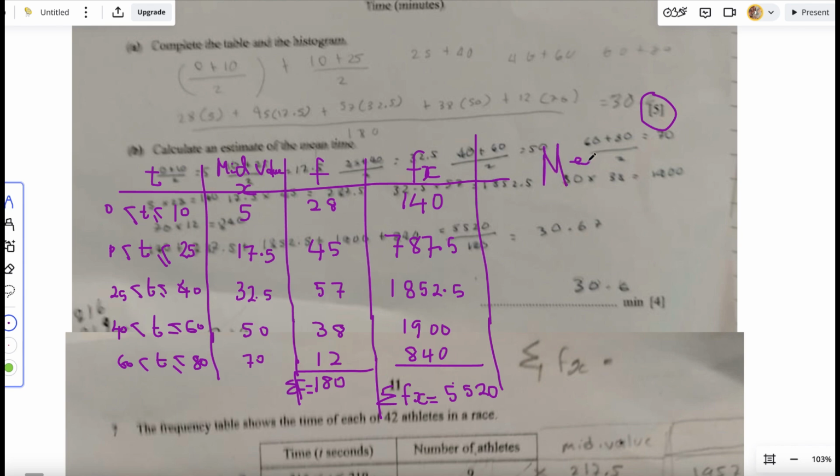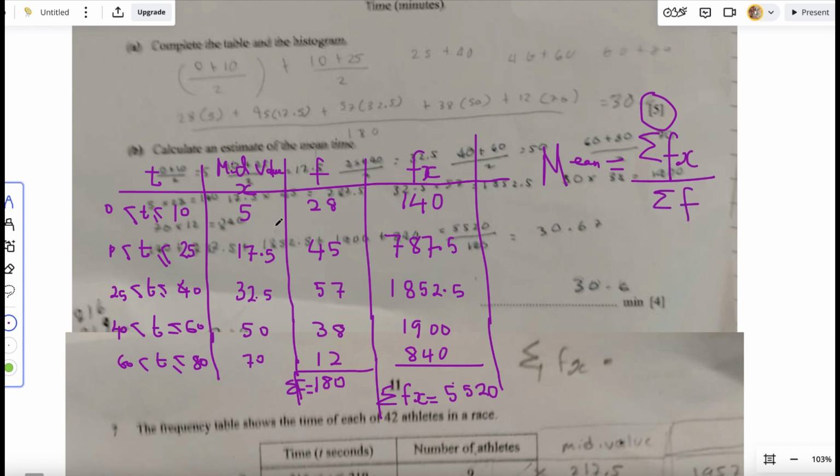Mean is simply equal to sigma f of x over sigma f. Sigma f of x over sigma f.